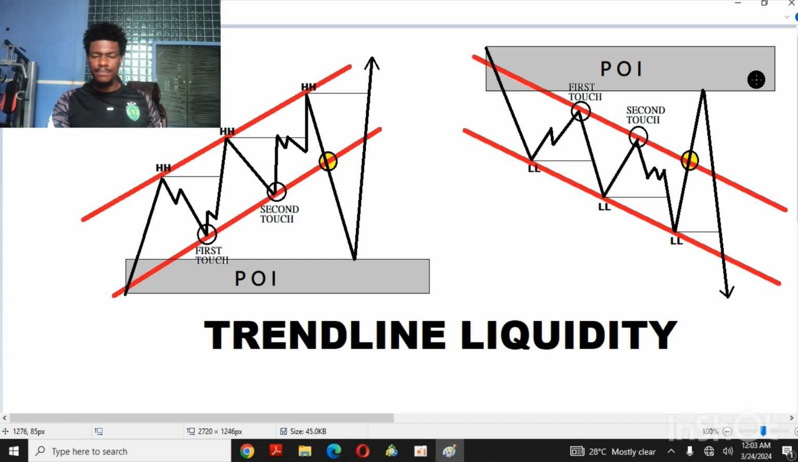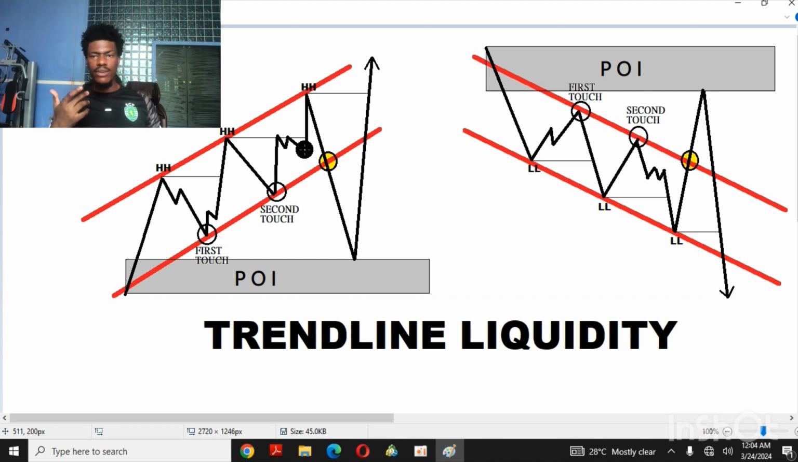So, trendline liquidity. For those that already know what they are doing in market structure, let's go straight to the business of today. If you look at the left hand side of this drawing, you see it's clearly a bullish trend. You see our higher highs, higher low, higher highs, and higher low. You know the market does not just move smoothly like this. That's why I made these little gaps here for us to understand how the market moves in the live market.